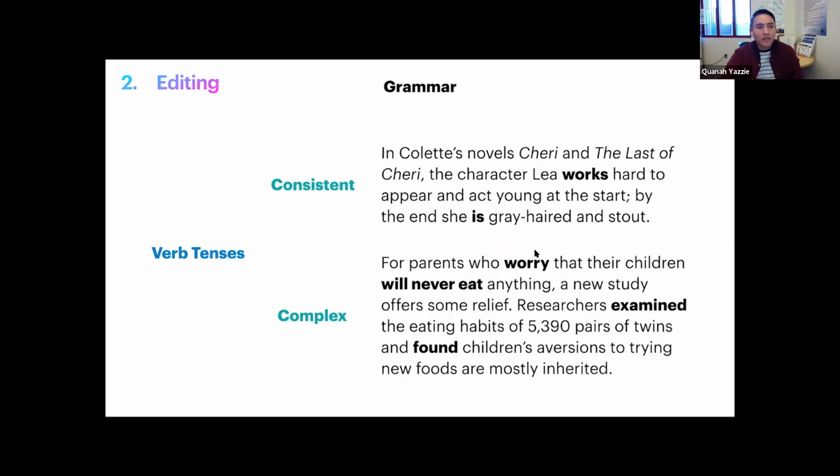So what I suggest with my students, when I get new students, I always try to have them write consistently first before we move into using complex verb tenses and so forth.